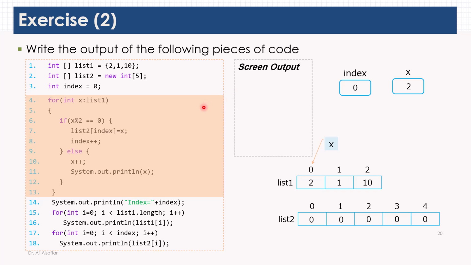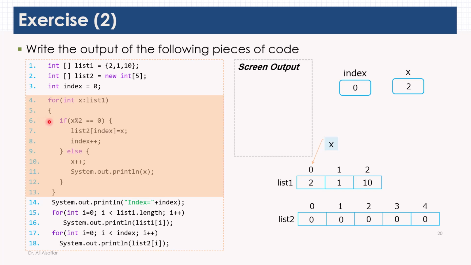In line 4, we have a for loop that is a for each loop. It is on array list 1. And the variable used for visiting the elements of the array is called x. So x in the first iteration will be equal to 2, then it will be equal to 1, then it will be equal to 10. Remember here that x is just a copy of the element of the array. So when we change the value of x, then the value of the element that corresponds to it will not be changed. So let's begin and see what will happen in the first iteration.